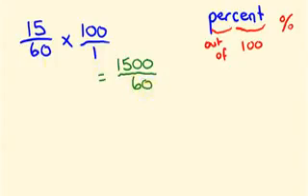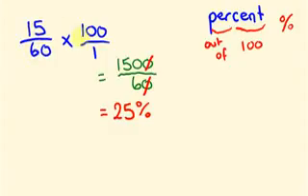Now what we can do is cancel out numbers. The zeros are going to cancel each other out, because 10 is going to go into both of these. So we end up with 150 divided by 6. Now 150 divided by 6 is 25. So 25%. So 15 over 60 is 25%.